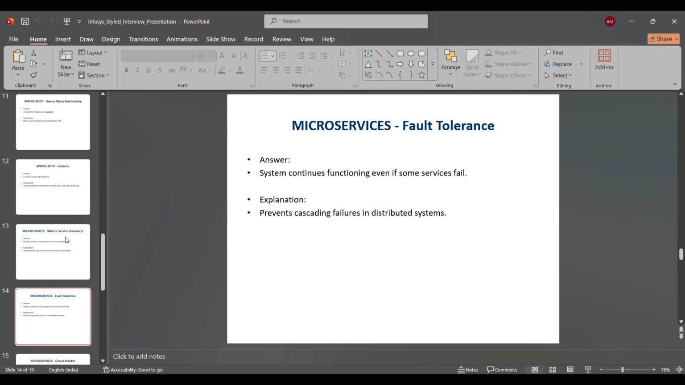The next question is what is fault tolerance? The system continues functioning even if services fail. It prevents cascading failures in distributed systems.